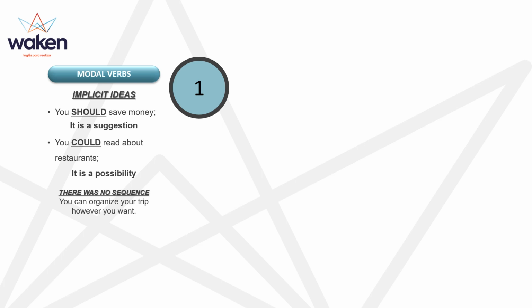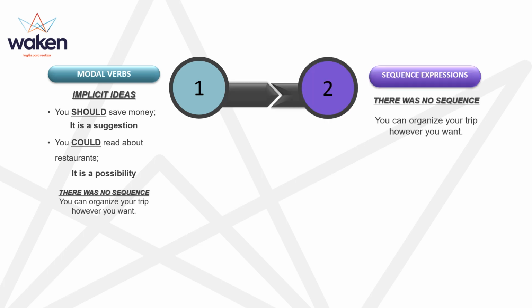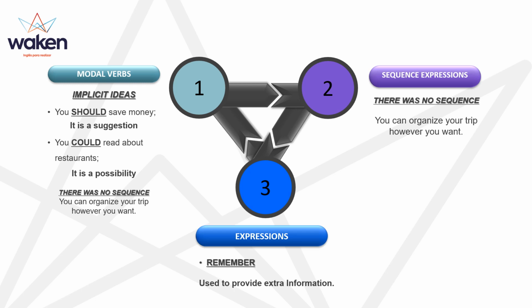And there was no sequence. You can organize your trip however you want. The second aspect is there were no sequence expressions. You can organize your trip again however you want. If you want to save money last, if you want to book your flight first, then look for a hotel. That's up to you. And last but not least, expressions we used, remember, to provide extra information.